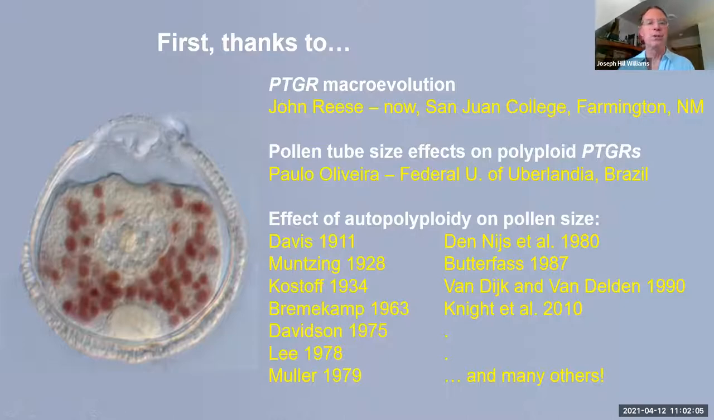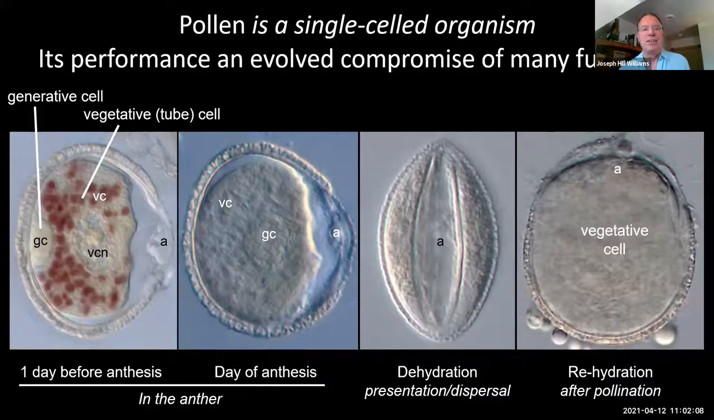It's a computer job. So pollen is a single-celled organism, as you all know, or maybe you don't. Its performance is really an evolved compromise between a lot of different functions. And the great thing about pollen, as a single-celled organism, is that it is the actual site of whole genome duplication. So that happens in the pollen grain or in the egg cell.